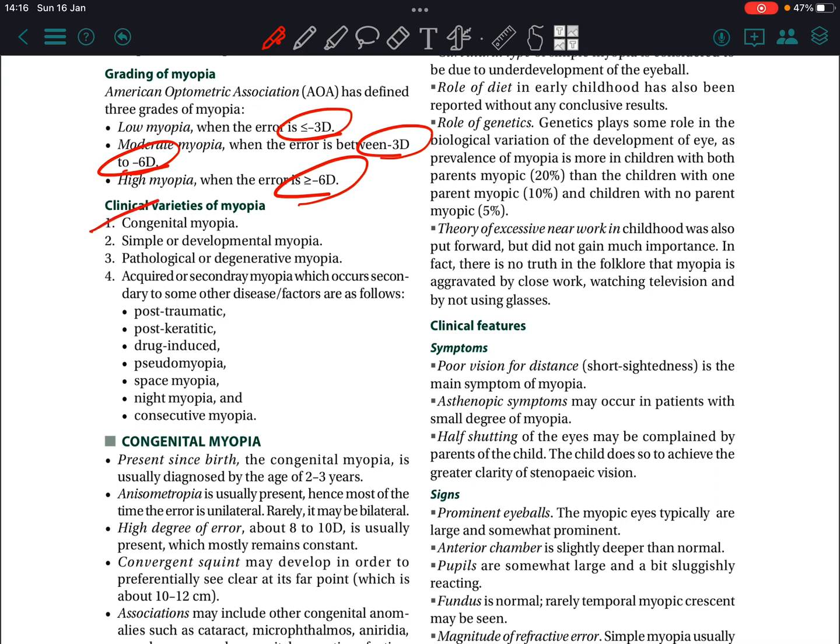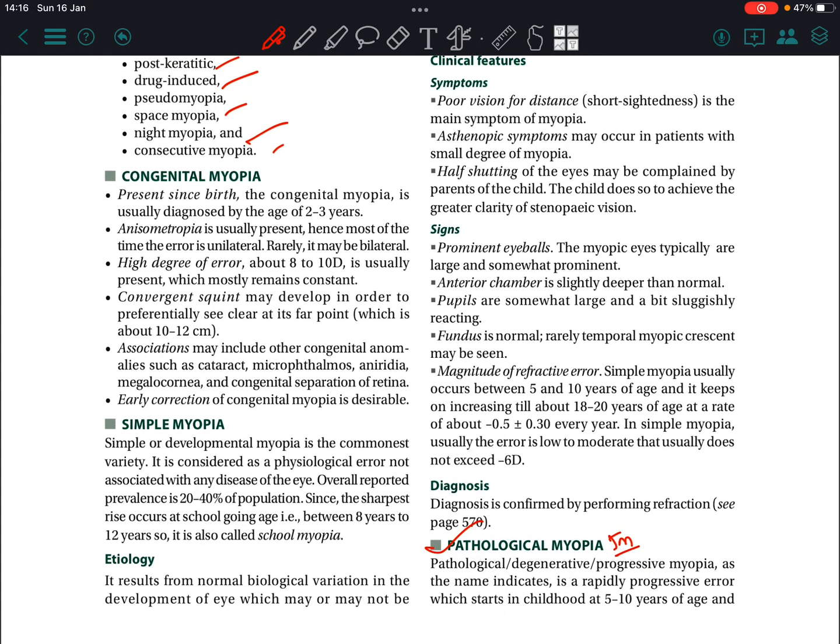Clinical varieties: congenital, simple or developmental, pathological, acquired or secondary myopia, which may be due to the following factors: post-traumatic, post-keratitis, drug-induced, pseudomyopia, space myopia, night myopia, conjunctival myopia. Congenital myopia is present since birth, diagnosed by age of 2 to 3. Anisometropia is usually present, hence most of the time the error is unilateral. High degree of error, 8 to 10D. Convergent squint may develop in order to preferentially see clearly at its far point. Association may include other congenital anomalies such as cataract, microphthalmos, aniridia, megalocornea, and congenital detachment of retina. Early correction of congenital myopia is desirable.